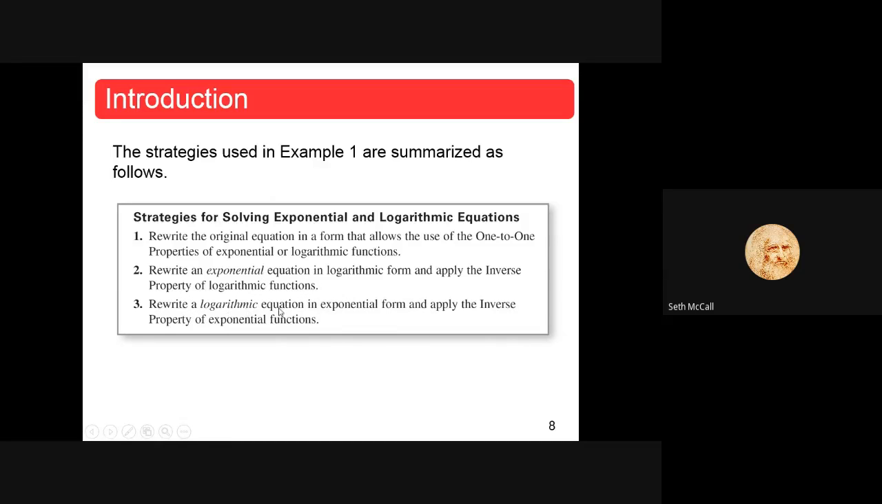You rewrite a logarithmic equation in exponential form. So 2 and 3 are basically telling you to use that very first property of logarithms that we learned and just change its forms. You can go from exponential to logarithmic form, or go from logarithmic form to exponential form, and that should allow you to solve your equation.